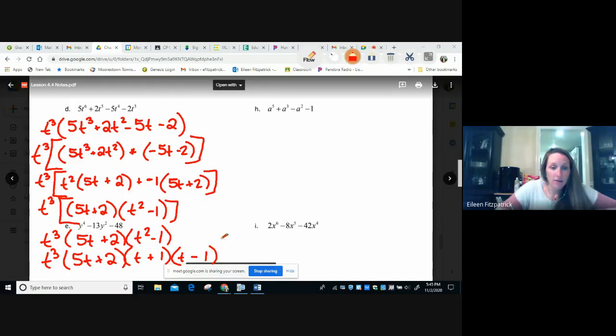And you're done. So it is kind of a crazier problem, but definitely something that you should be able to handle. All right, so your final answer is t to the third times the quantity 5t plus 2 times the quantity t plus 1 times the quantity t minus 1. And if these factors are in different orders, it's absolutely fine.